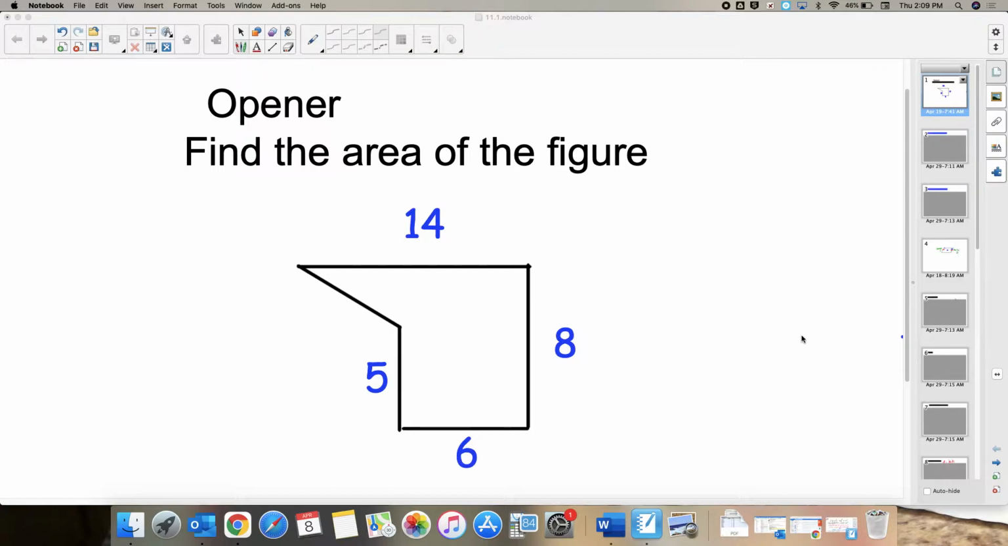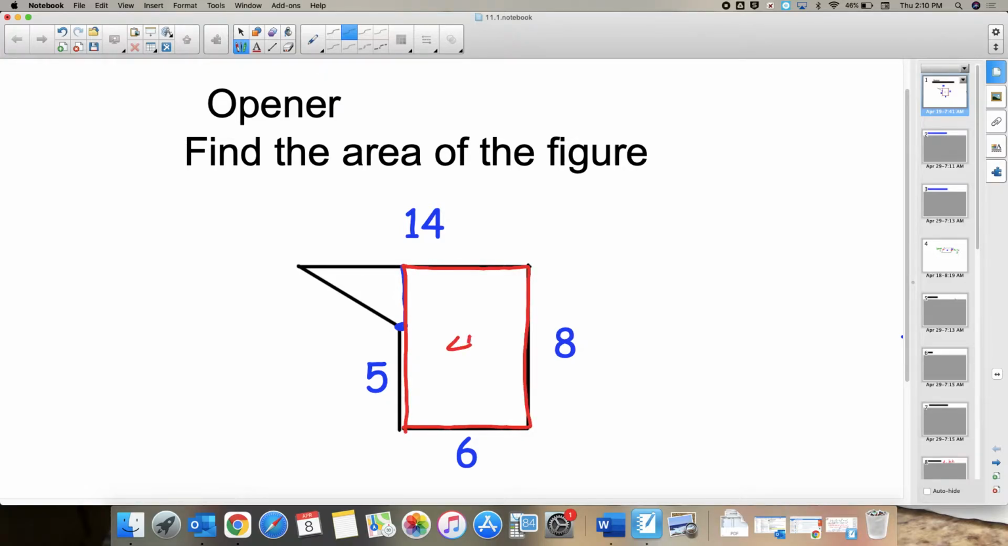There's different ways you can do it, but for our sake, we're going to come right here. We'll break it apart into a rectangle and a triangle. So on the right hand side, we have this rectangle here that is 6 by 8. So we do 6 times 8 gives us 48. Now we still need to add that triangle to it.